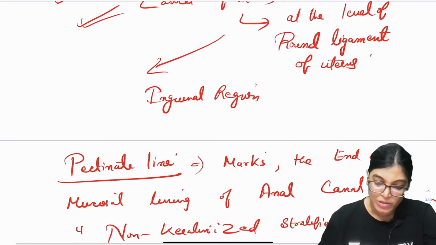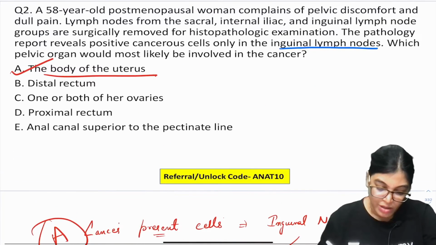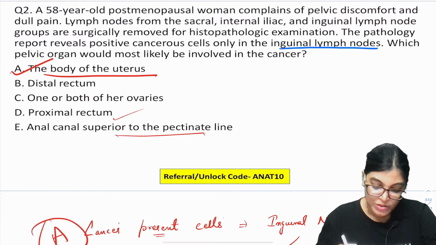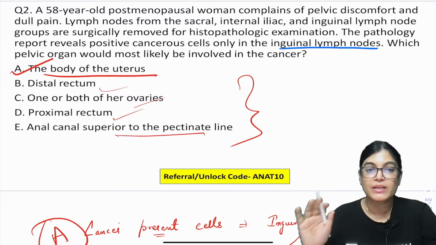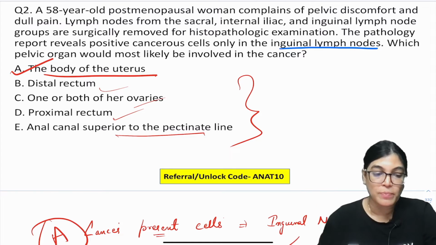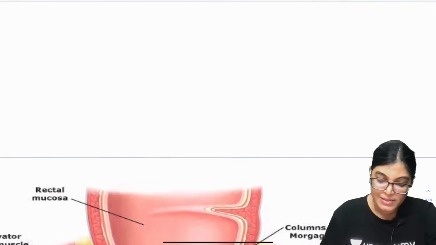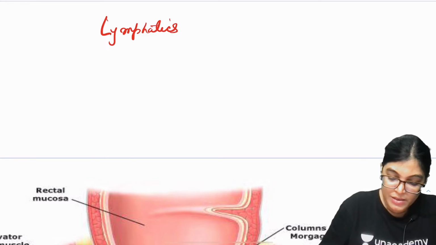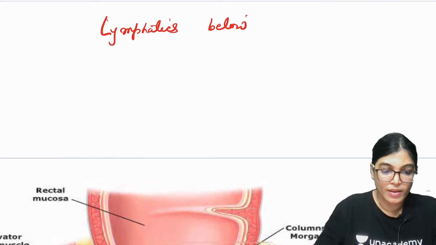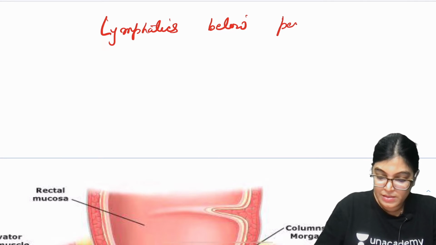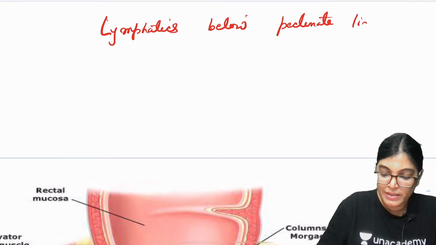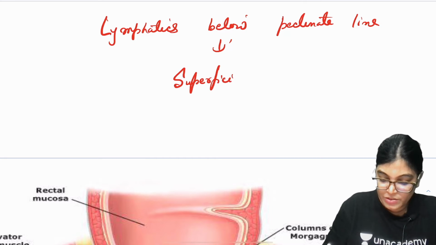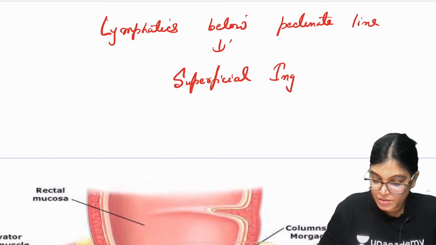So, if we talk about the lymphatics, see here. All of these structures, the proximal urethra, ovary, are superior to the pectinate line, none is inferior. So, it is important to know that the lymphatics below the pectinate line will drain into the superficial inguinal lymph nodes.